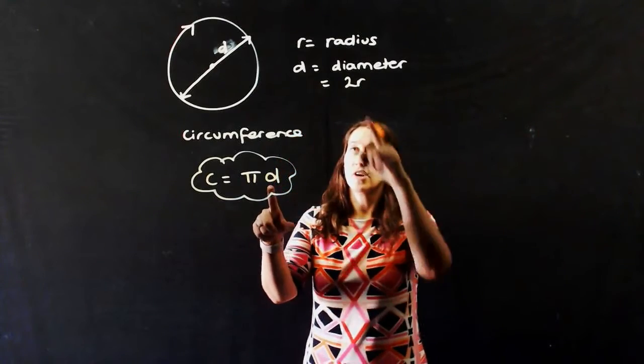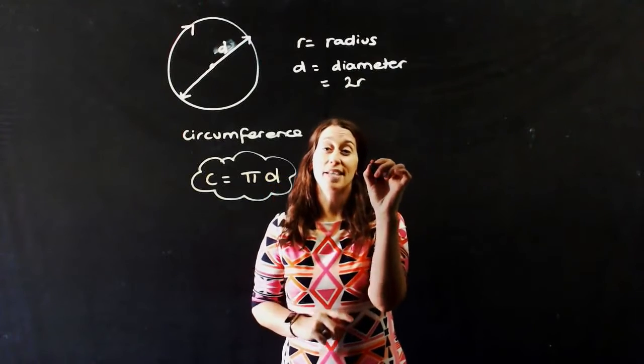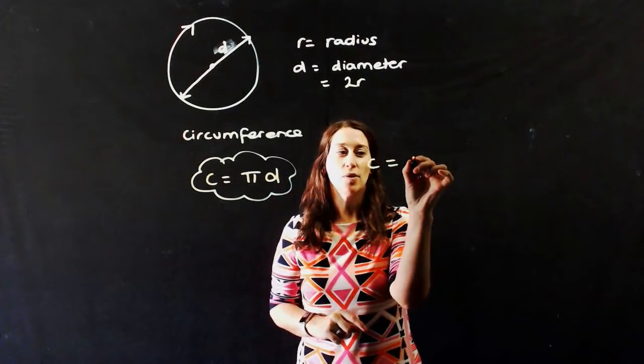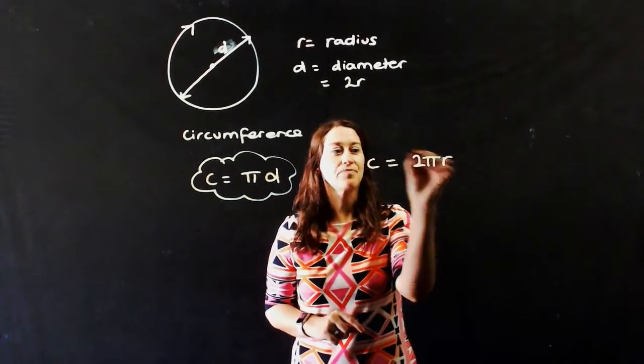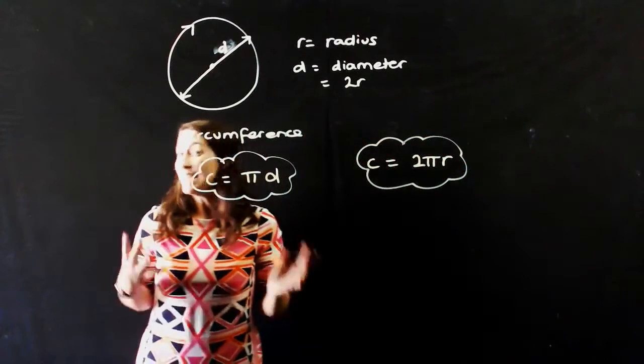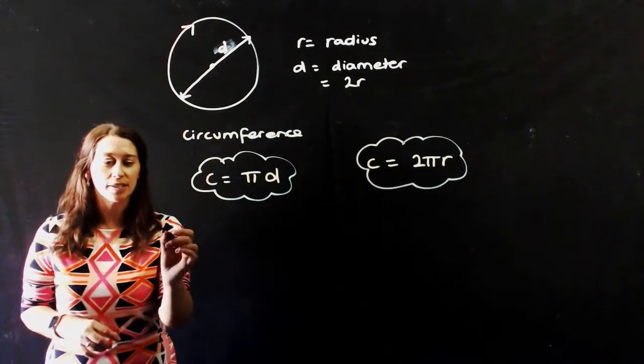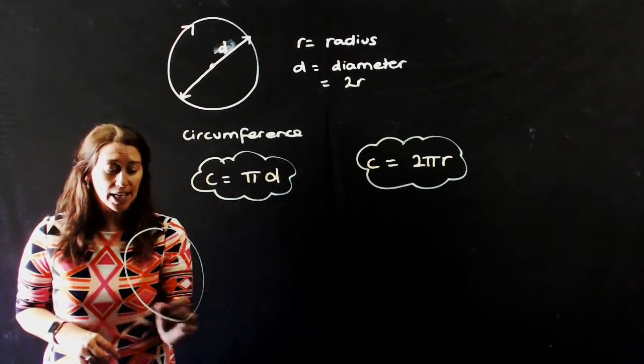Because we know that the diameter is twice the radius, we can do that simple substitution, and we can say that the circumference is also equal to 2 pi r. Alright, now I'm probably going to refer to this one even if I'm given the radius, just so that there's no confusion there. So let's do a quick example, and I will need my calculator for this.